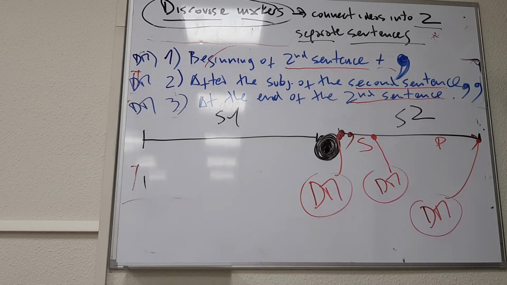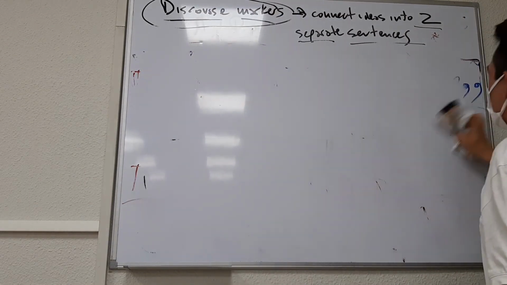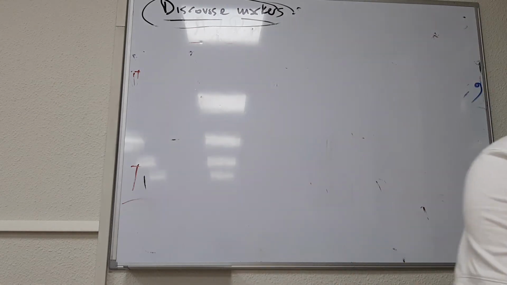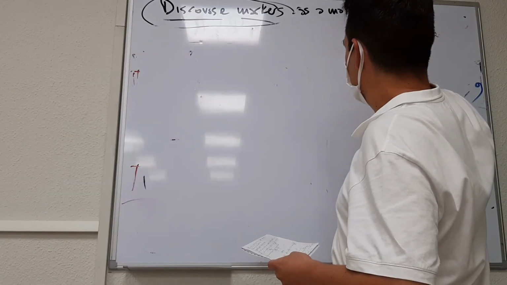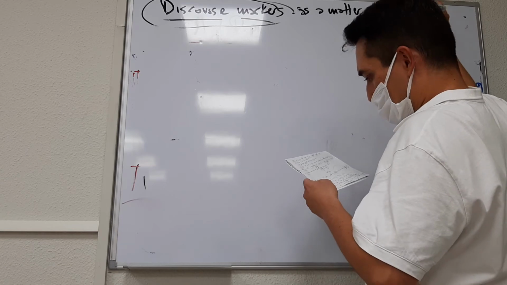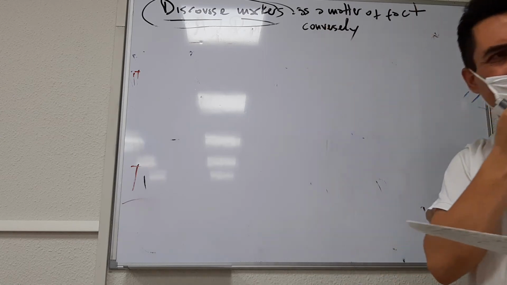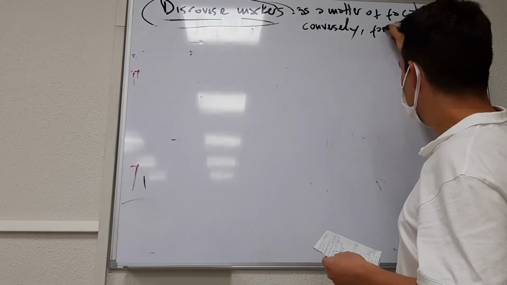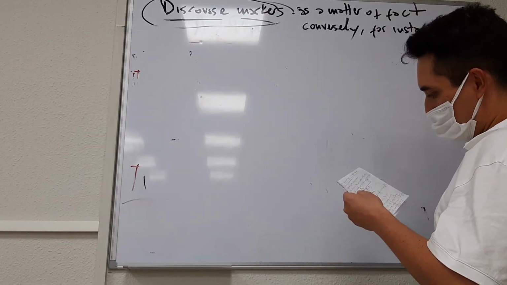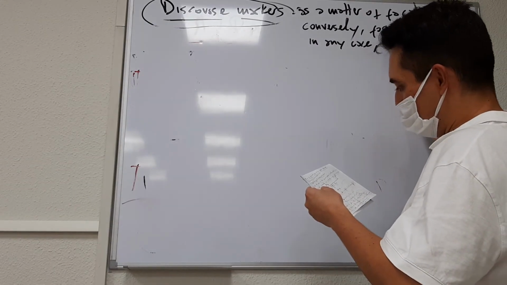Let's have a look at some examples. May I? 5 more minutes, only 5 more minutes. Okay, the discourse markers that I want to introduce now are, as a matter of fact, conversely. What was the translation for conversely? Oh yeah, thank you. For instance, in any case, and moreover.